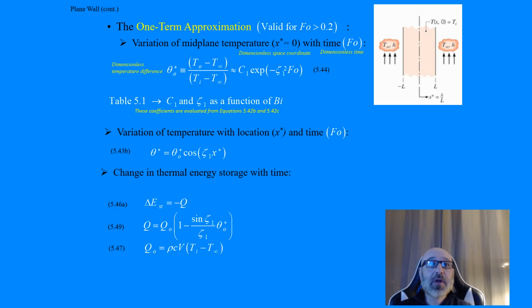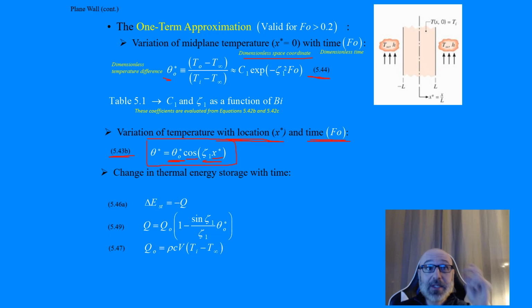So looking at the variation of temperature with our dimensionless location, our x star, and time, Fourier number, our dimensionless time, we can now reference equation 5.43b in our textbook that tells us that our theta star, our dimensionless temperature difference, is equal to our theta naught star, which is at the midplane, which we have this equation up here from 5.44 for, times the cosine now of our eigenvalue times our x star, which is our dimensionless space coordinate. So this references back to equation 5.43b in our textbook.